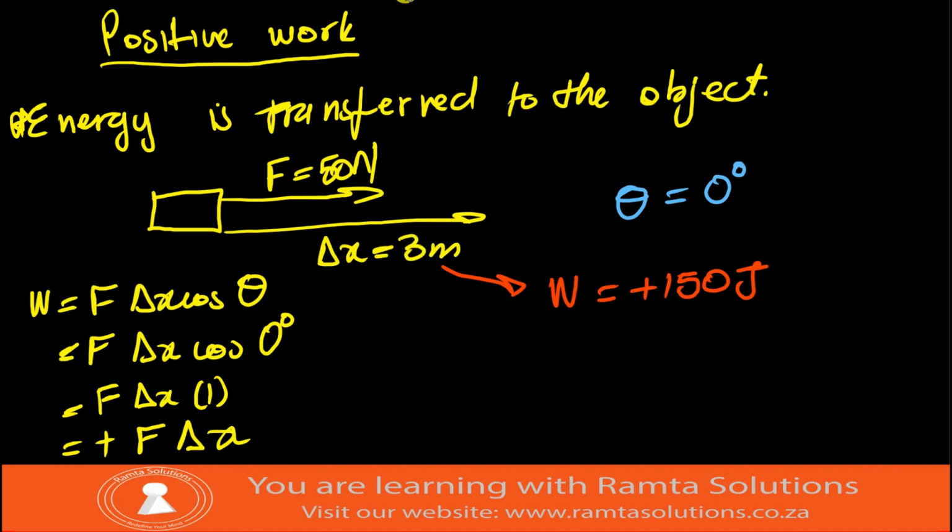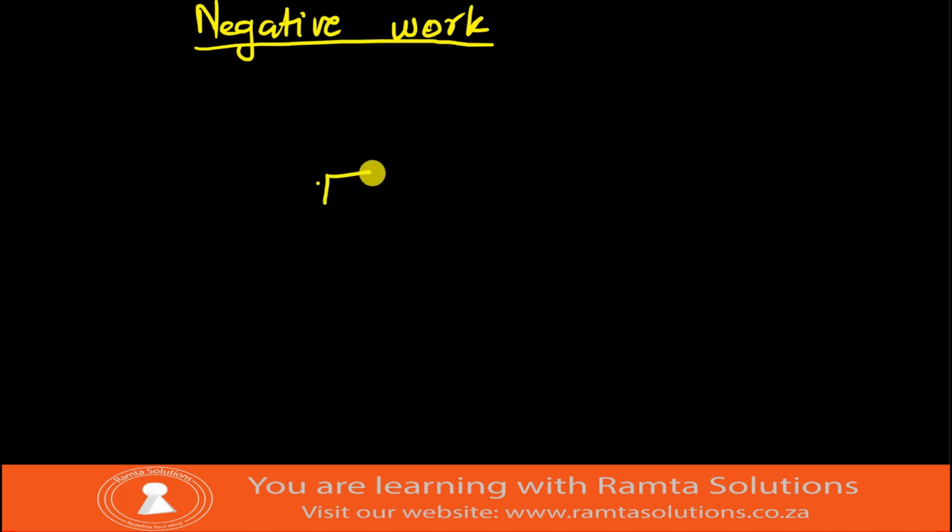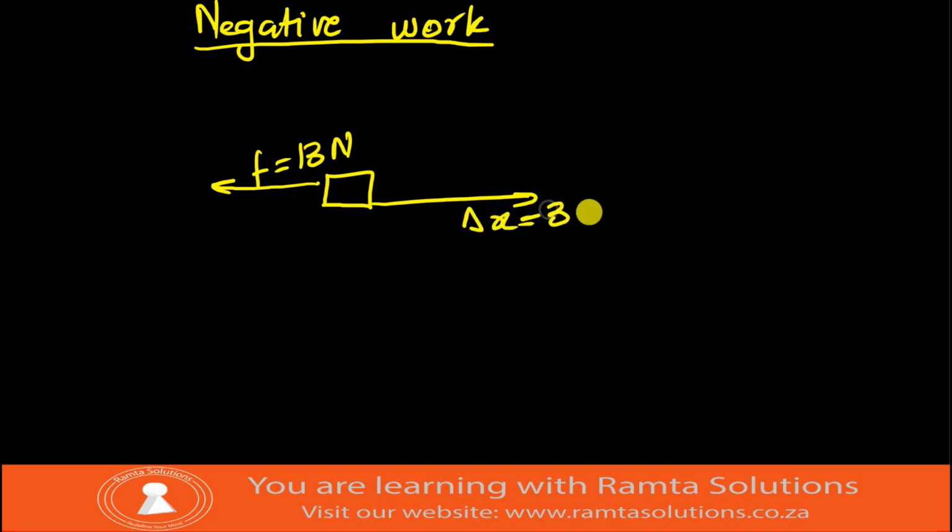All right. Now, let's look at another point. I'm now going to look at negative work. Here we consider displacement and the force. Maybe let me say force is friction. I'm going to say it's 13 newtons. I'm going to say my displacement is still 3 meters. Okay, so as you can see here, the force is acting in the opposite direction to the displacement.